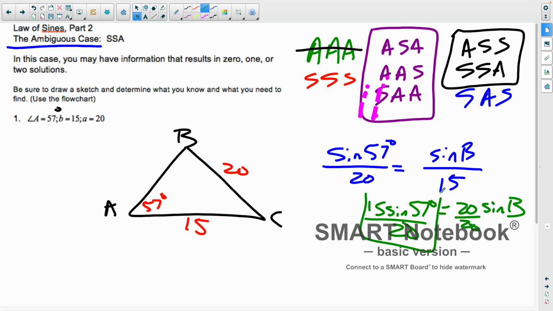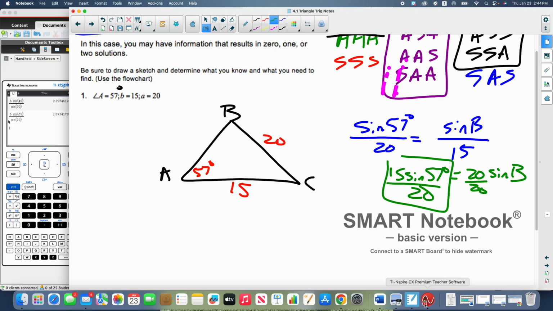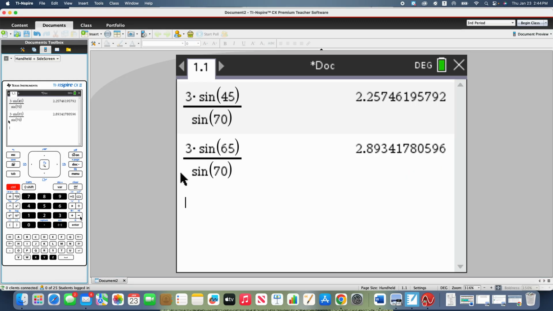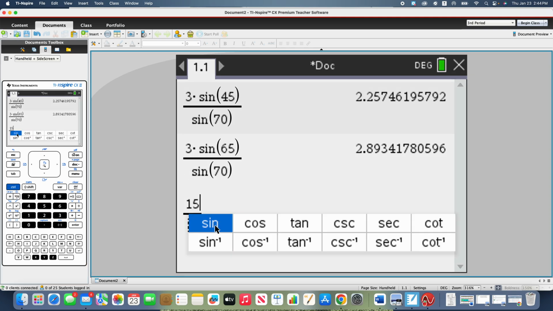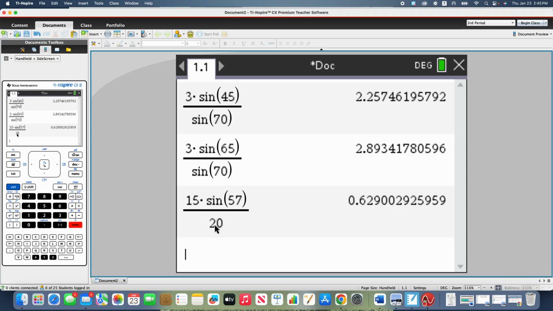So I'm going to put that right there into my calculator. Everybody okay with that? Does it look a whole lot different than what we did on Friday? Not a lot right now. There's going to be a little difference here in just a second. Okay? So here we go. 15 sine of 57 divided by 20. And I get that. That looks a little bit weird right now, but what is it that I haven't done yet?